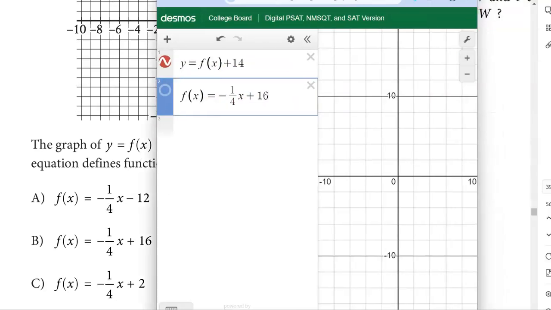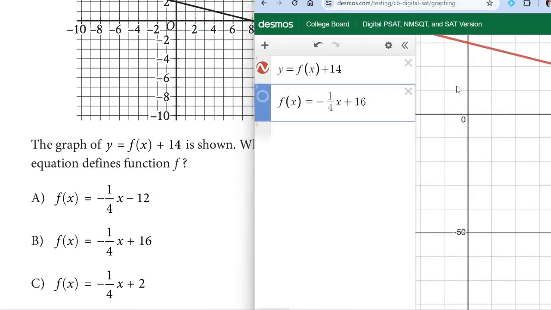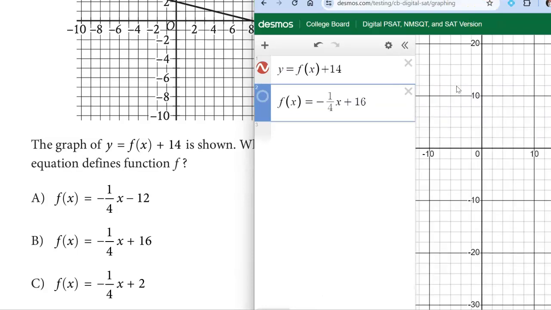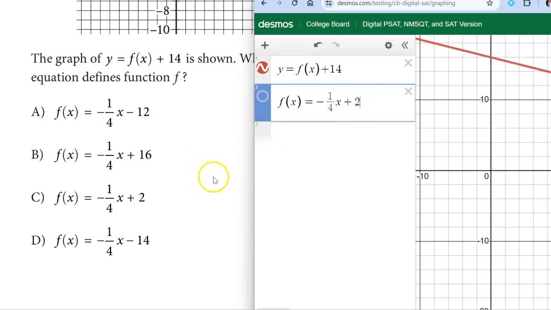First of all, I don't even see a line anymore because it's moved off the graph. But if you zoom out, it's way up there, so it's not correct. And then you can put the others if you want. So -1/4 x plus 2, there it is, it's too high. And then -14 is going to be too low. So the one that was just right was actually the first answer choice. F of x equals -1/4 x minus 12.